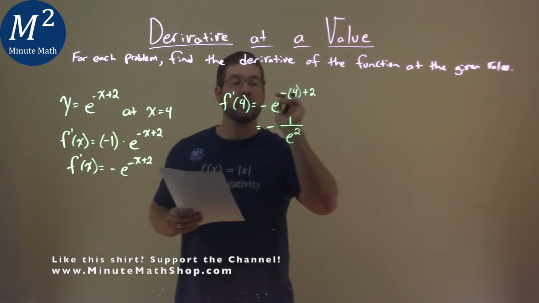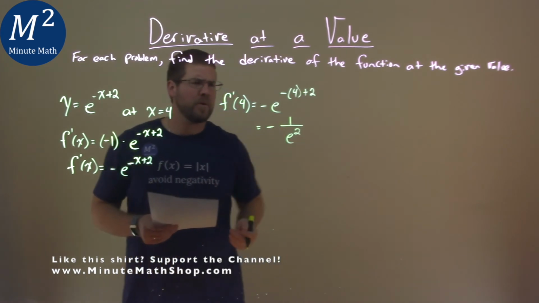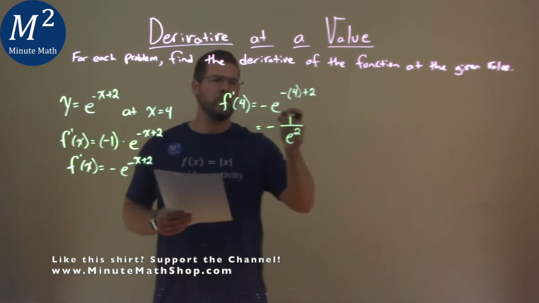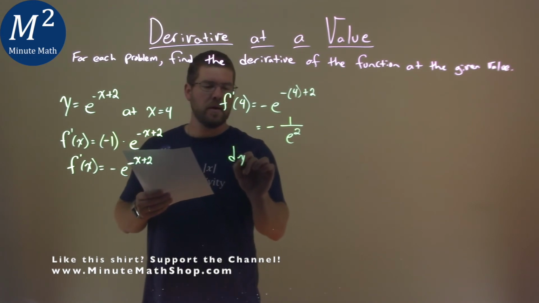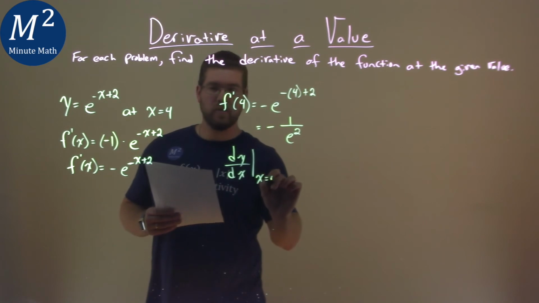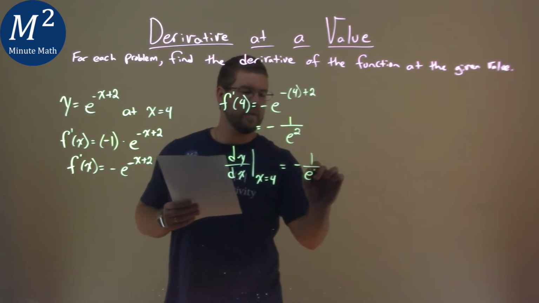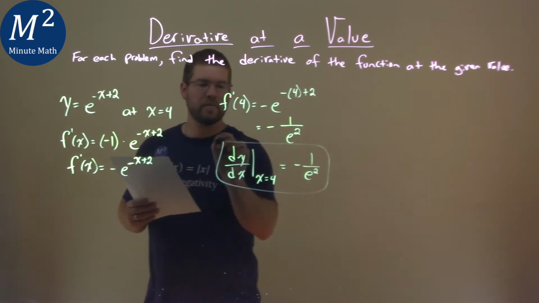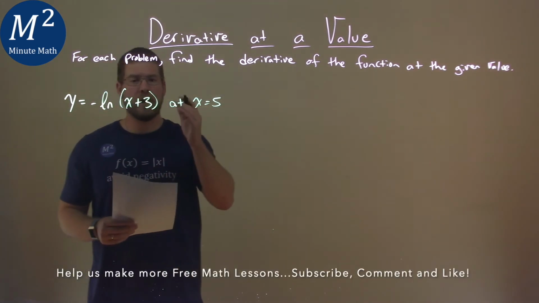Remember, negative 4 plus 2 is negative 2, and we can bring that down to the denominator. So we can write it in terms of e, negative 1 over e squared. So how can we write this in our final statement? dy dx, when x is equal to 4 here, is equal to negative 1 over e squared, and that is our final answer.